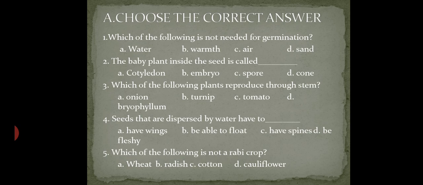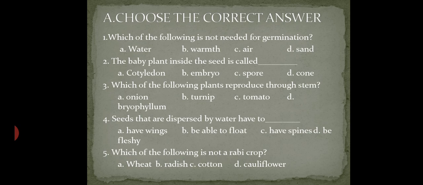Fourth: seeds that are dispersed by water have to dash: have wings, be able to float, have spines, be fleshy. So how are seeds dispersed by water? They must be able to float.